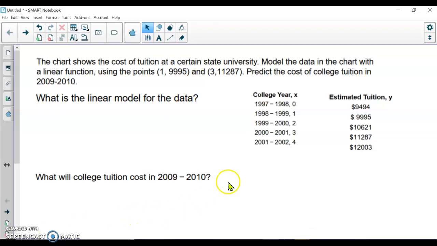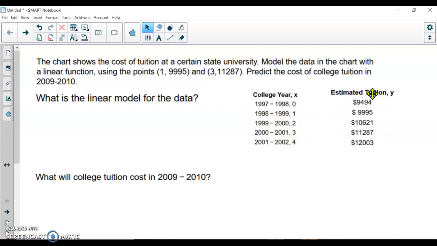This problem here gives us some data tables. There's a time span, and then each year is associated with an x value. You can essentially think of 1997 as the base year, and then each year after that is an additional value of x. Like 97 is 0, then 98 is 1, 99 is 2, and so forth. And then they've got the estimated tuition that's tied to each of those years.